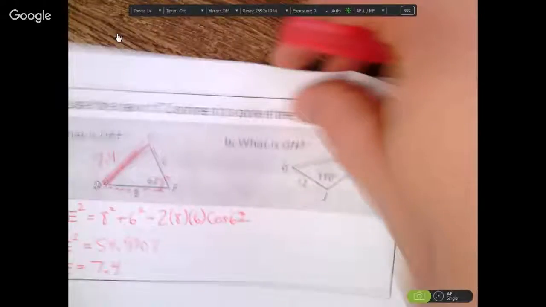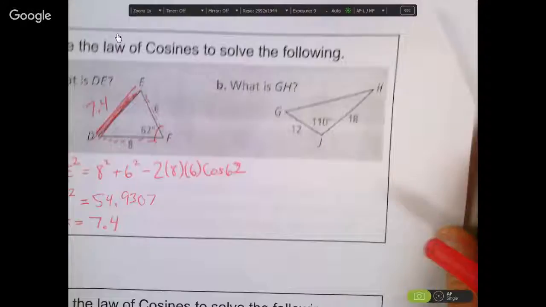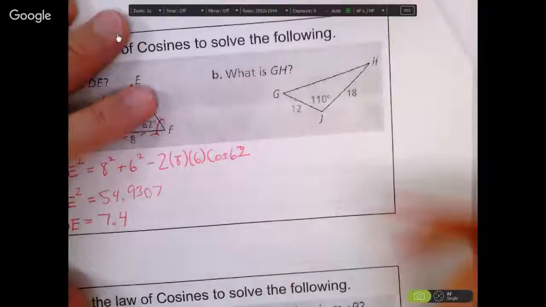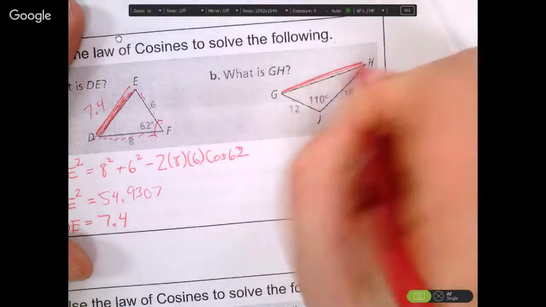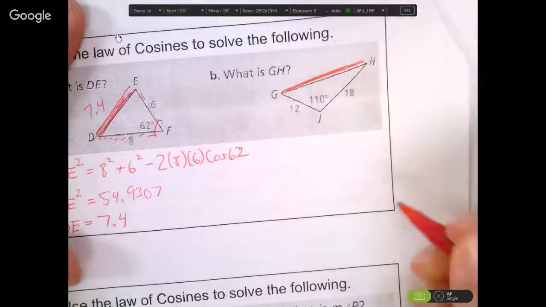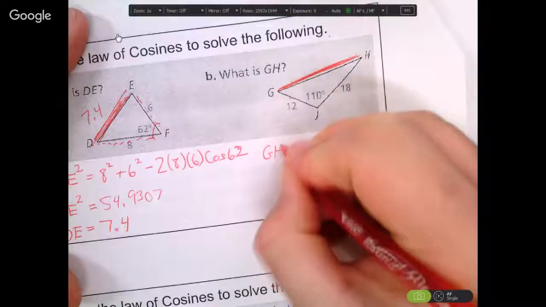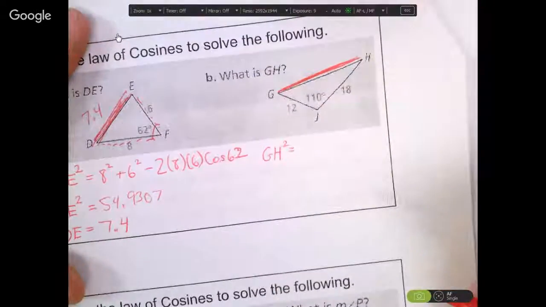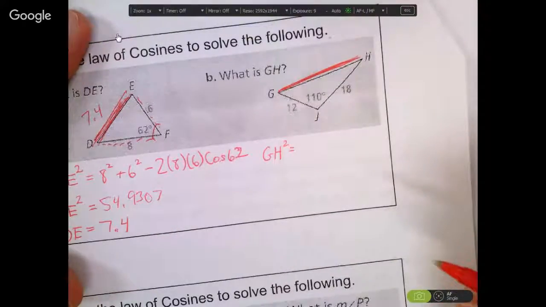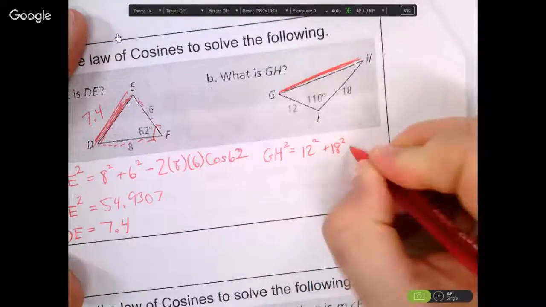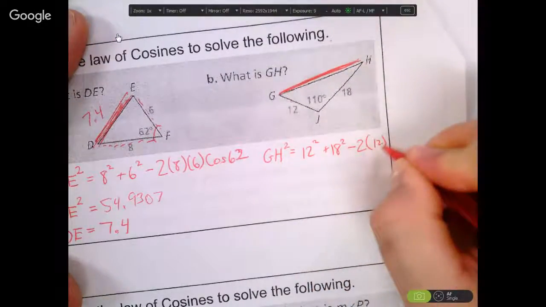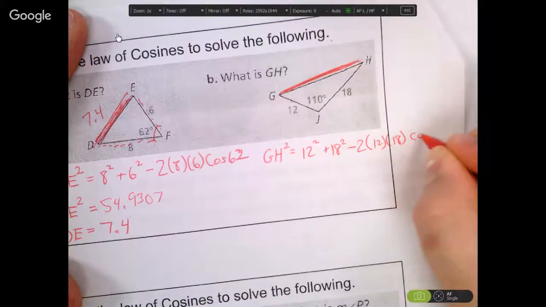Question B. You had this much time to figure this out. So we're looking for GH. GH squared equals, and in some ways, even though law of cosines is uglier, it's a little bit easier because all you do is type it in and then square root it, okay? 12 squared plus 18 squared minus 2 times 12 times 18 times cosine of 110.